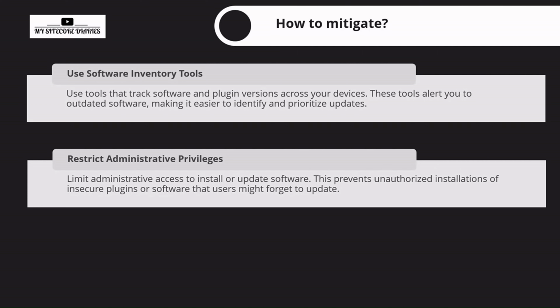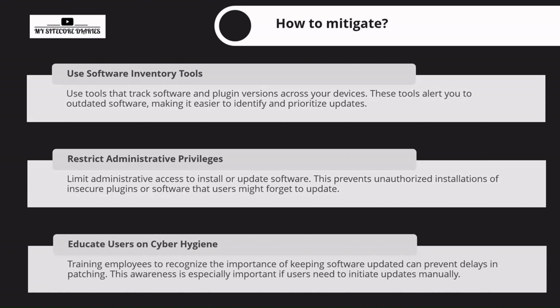Restrict administrative privilege. Limit the administrative access to install or update software. This prevents unauthorized installation of insecure plugins or software that users might forget to update. And then the last one, this is also important. Educate users on cyber hygiene. Training employees to recognize the importance of keeping software updated can prevent delays in patching. This awareness is especially important if users need to initially update manually.